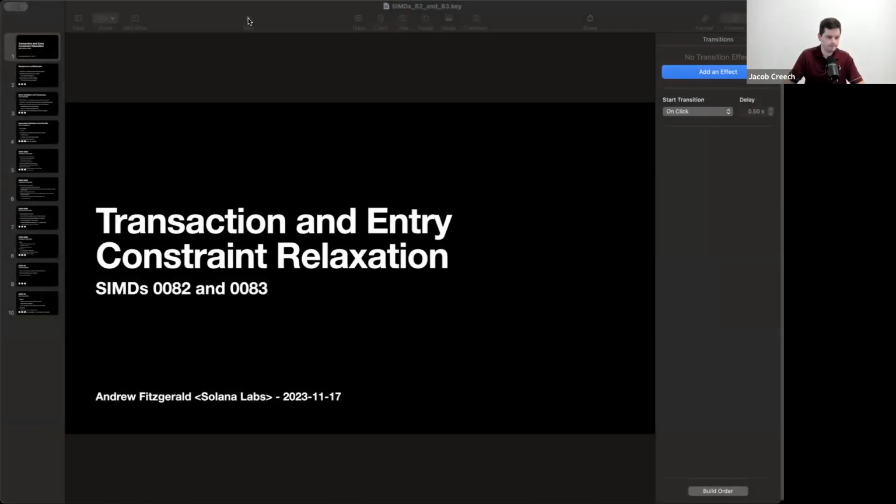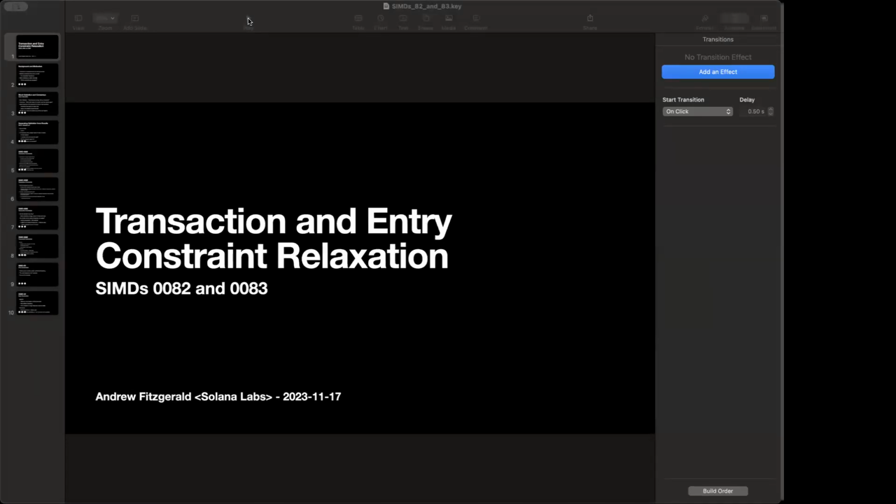Yep. All right, cool. So yeah, there's two SIMDs, 82 and 83, that deal with transaction and entry constraints relaxation respectively. Mostly, I'm going to talk about 82, and if we've got time, I think we can get to 83, which is a lot simpler. I'm going to start off by giving some background and motivation for this work, and then I'll get into the details of each of the SIMDs.